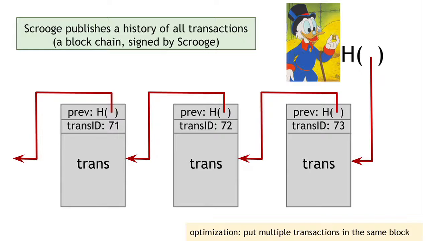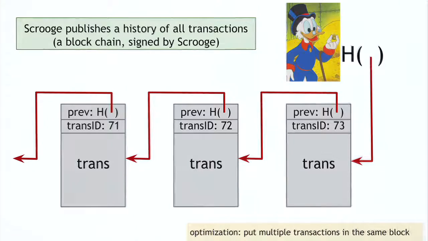Okay, so this is a little bit more complicated in terms of data structures, but here's one of the key ideas: Scrooge is going to publish a history of all the transactions that have happened. This will be a blockchain, that data structure we talked about before, and it will be digitally signed by Scrooge. And it looks like this, of course.